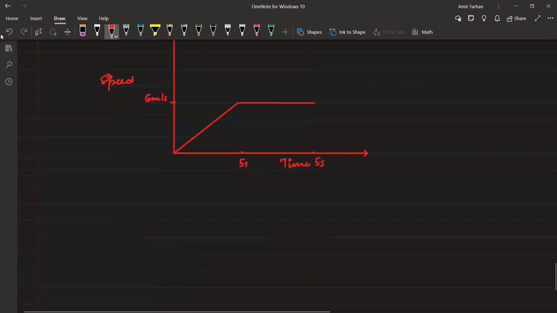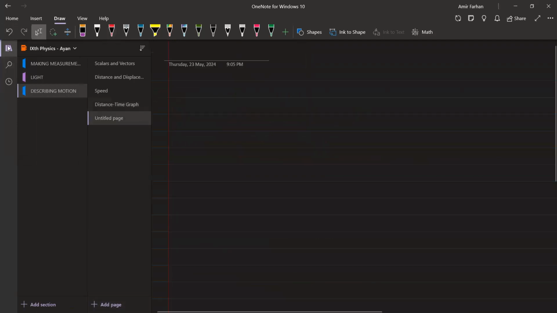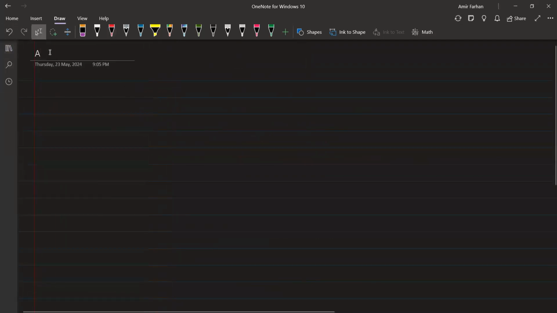Okay, now it's time to calculate the acceleration, dear. So this is the last topic of this chapter. Acceleration, as you can see, Ayaan, is the quantity that tells you how fast the object is changing its speed with respect to time. Yes or no? So basically, acceleration is the rate of change of velocity.